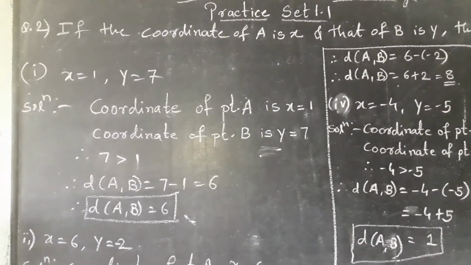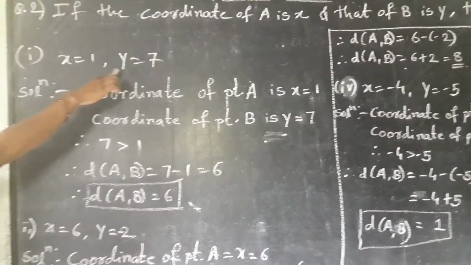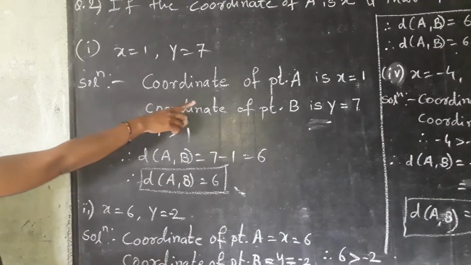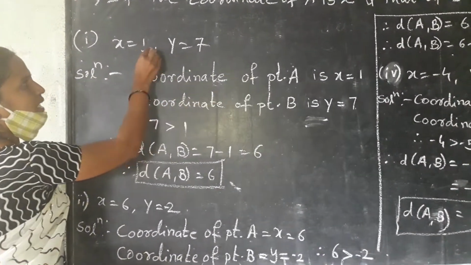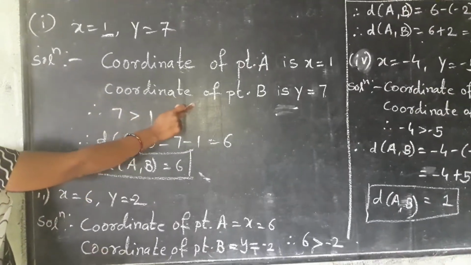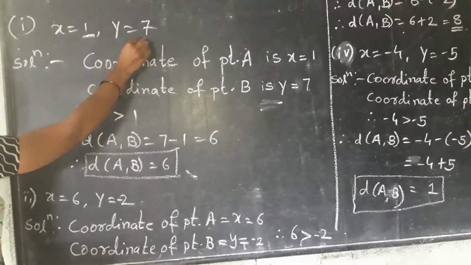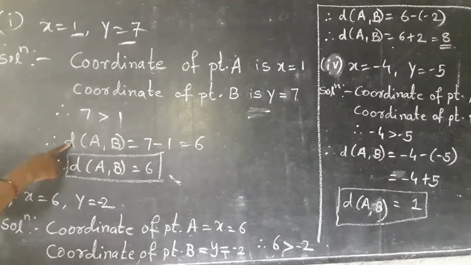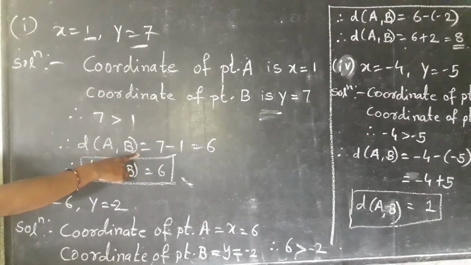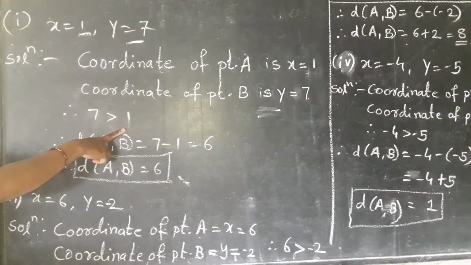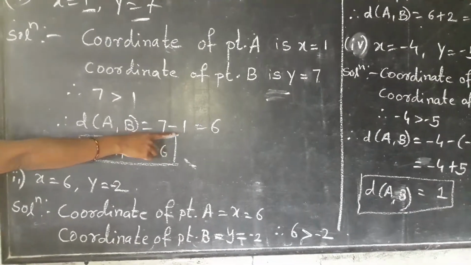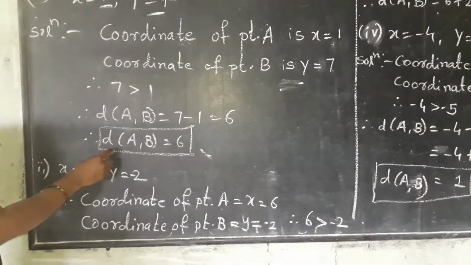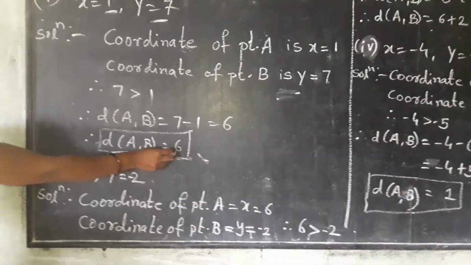Then our first example is x is equal to 1 and y is equal to 7. So coordinate of point A is x is equal to 1, and the coordinate of point B is y, which is equal to 7, and here 7 is greater than 1. So to find out the distance of AB is equal to greater number minus smaller number. So 7 minus 1, if we do the subtraction, then here we will get 6. Therefore distance of AB is nothing but 6.